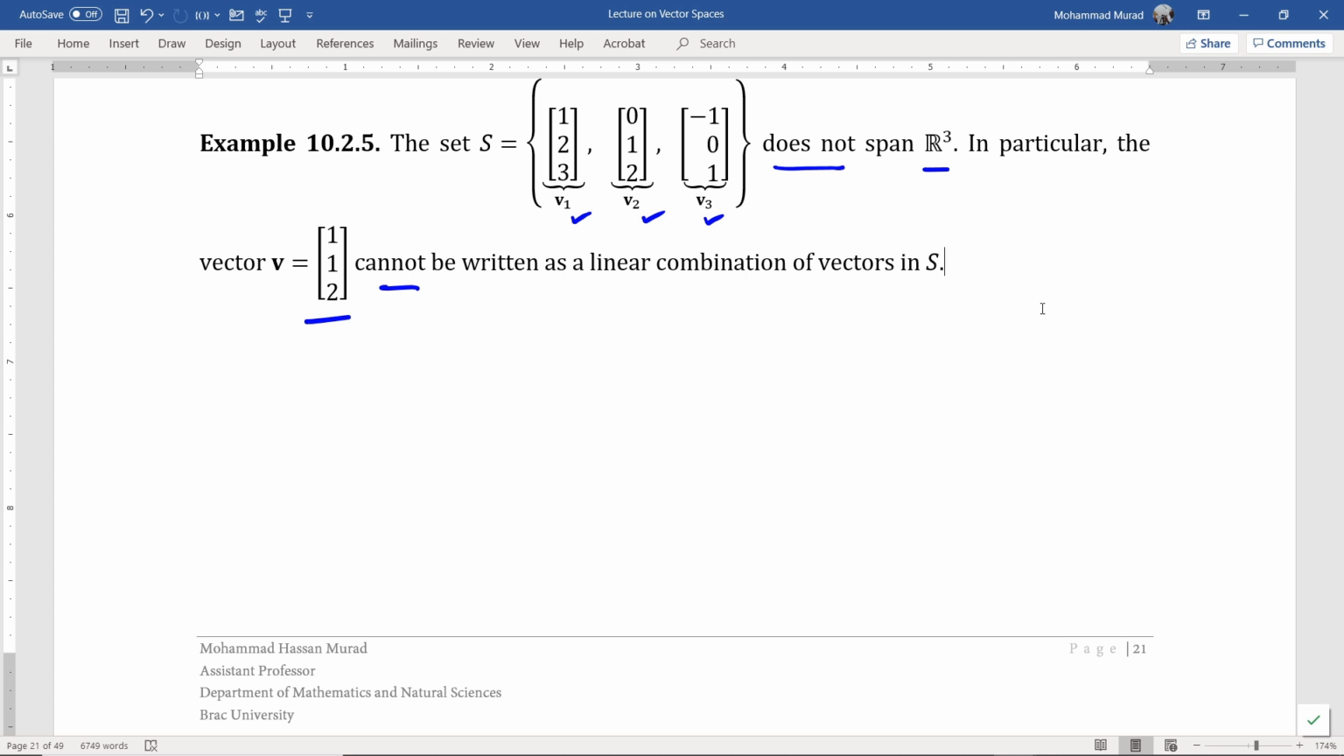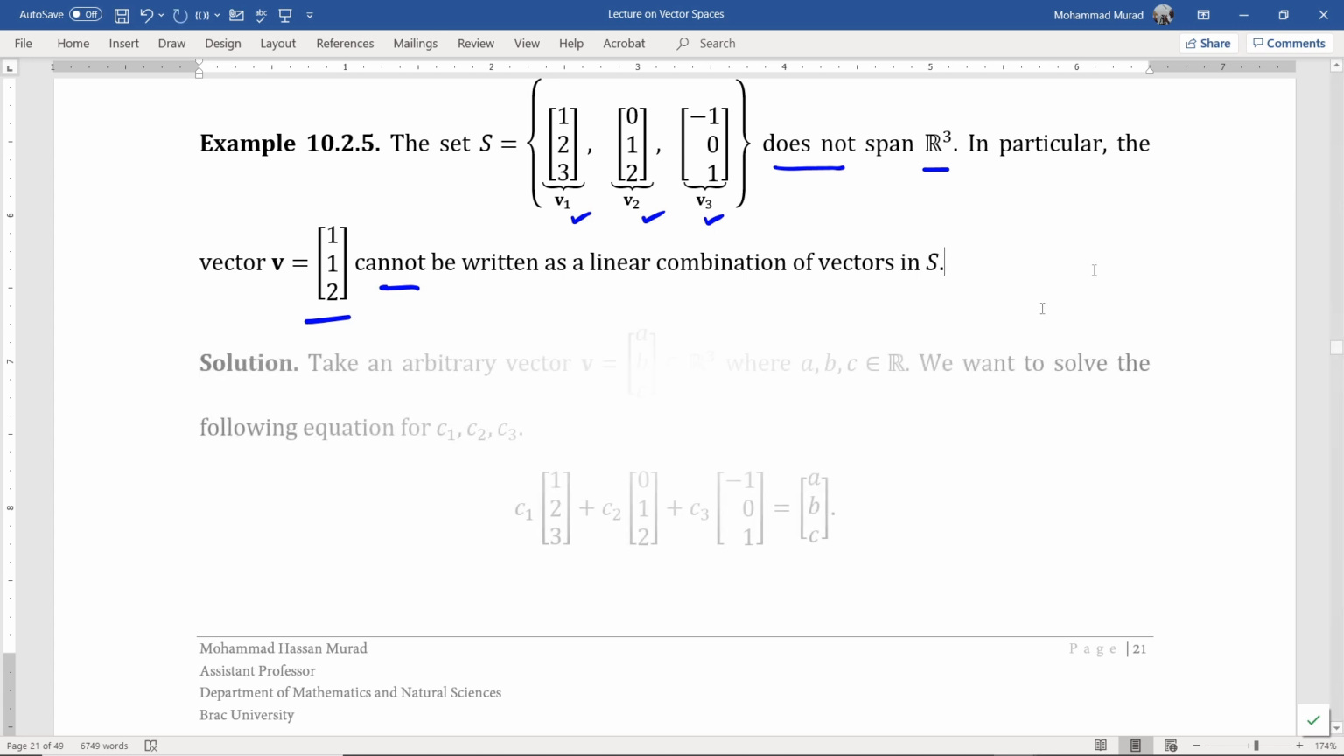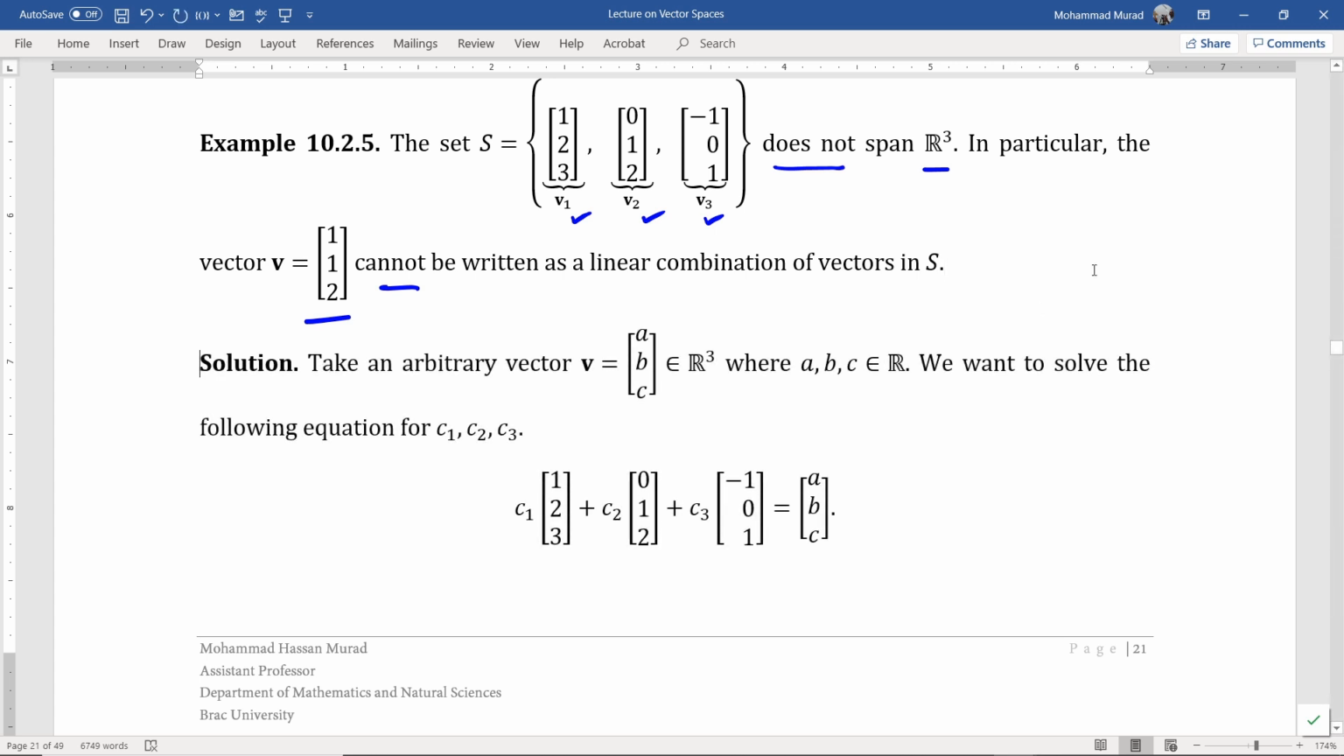Let's have a look at the solution. We take an arbitrary vector v with components a, b, c from the vector space R3. We want to solve the following equation for the unknowns c1, c2, and c3.